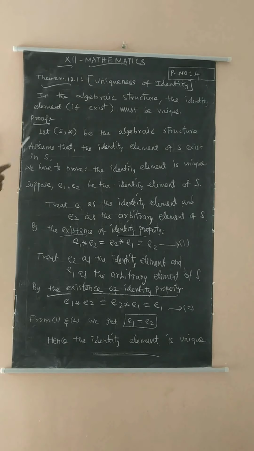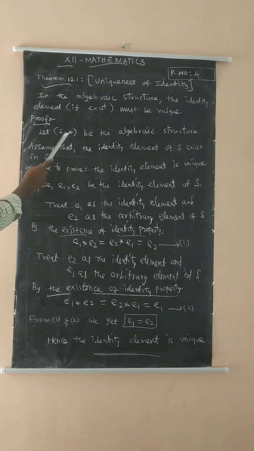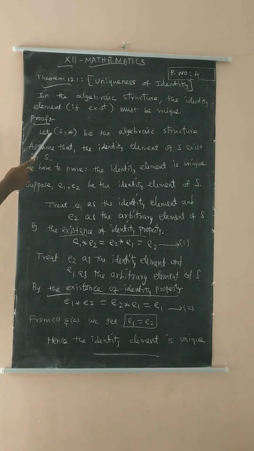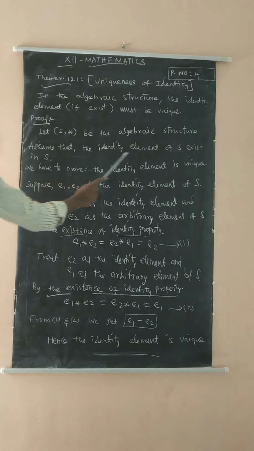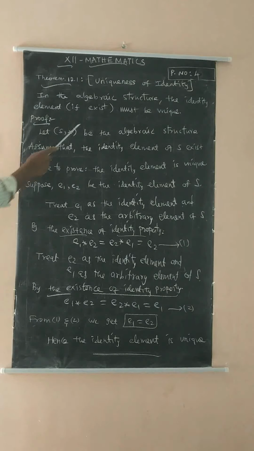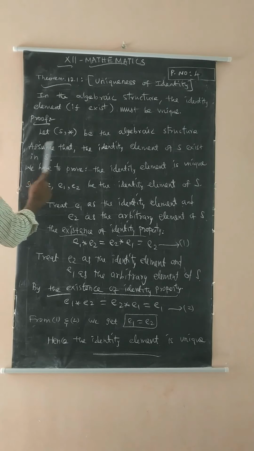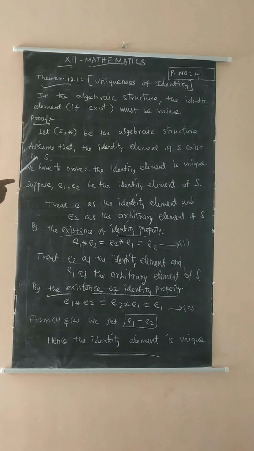We can prove this. Proof: let the ordered pair (S, star), where S means set and star means binary operator, be the algebraic structure. Assume that the identity element of S exists in S. We have to prove the identity element must be unique.